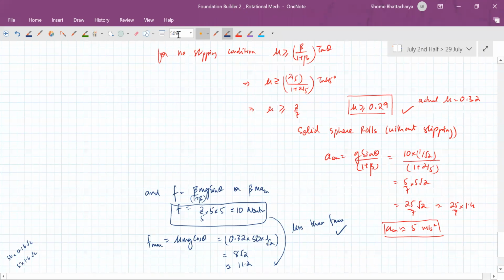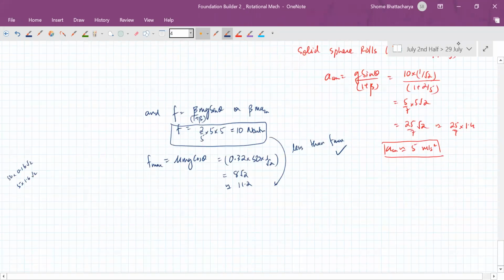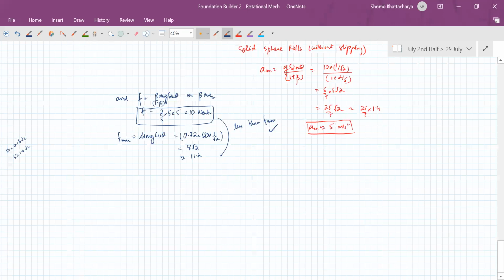Okay. While others might be noting this down, those of you who have completed this, just try to work out the second part. First of all, figure out whether or not rolling without slipping is happening in the second part.